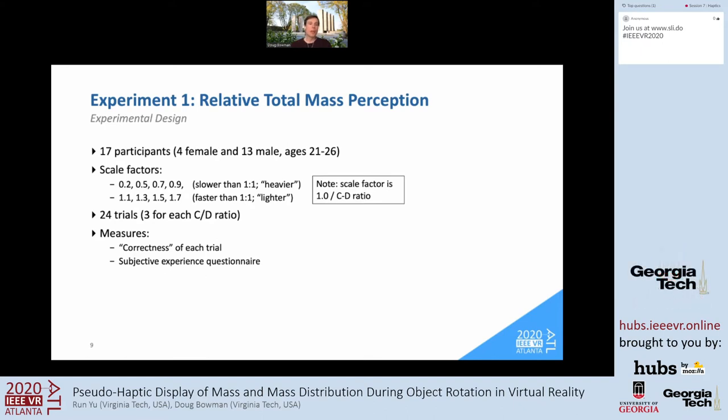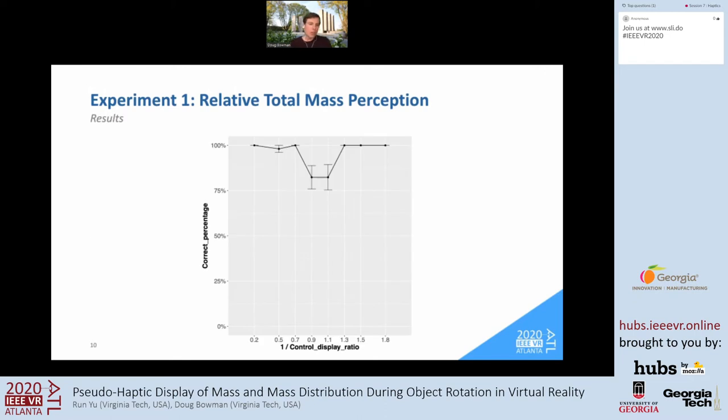Participants did 24 trials, three for each of the CD ratios. And we measured both the correctness of the trial, as well as we asked them some subjective questions about their experience of perception of mass in this study. So here are the results for correctness, and they look really good.